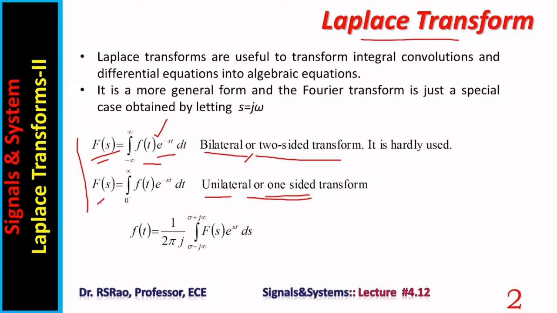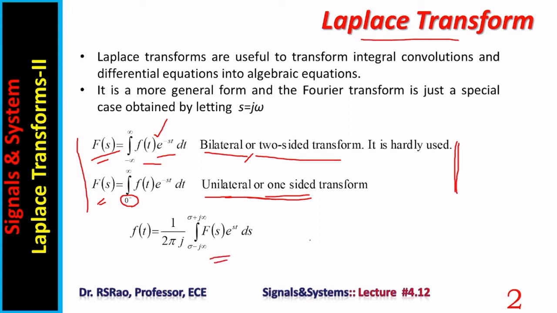Below it you can find the defining relation of unilateral transform. Expressions are almost the same except for one difference, that is the lower limit on the integral sign is 0 minus. So if the integration is from 0 to infinity, it is unilateral. If integration is minus infinity to plus infinity, then it is bilateral. These two are forward transforms. They convert a time domain signal into a frequency domain signal.